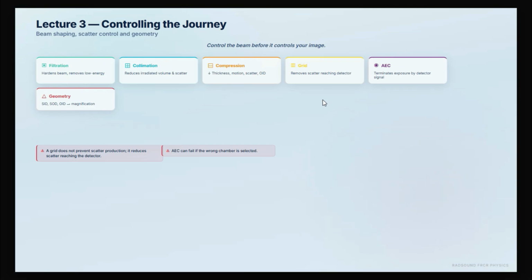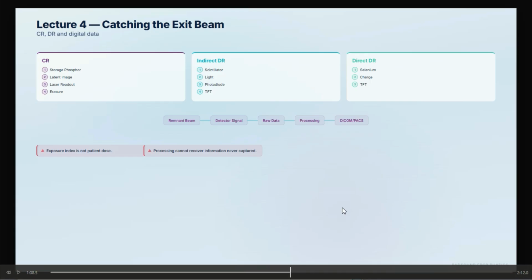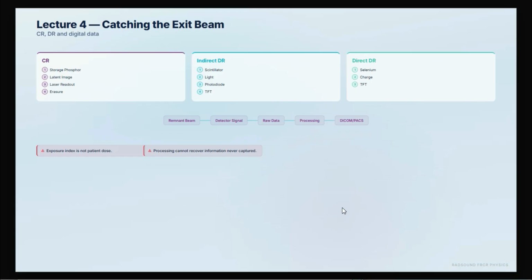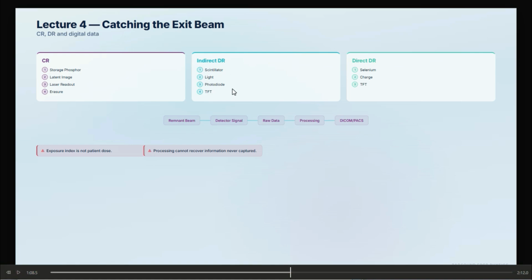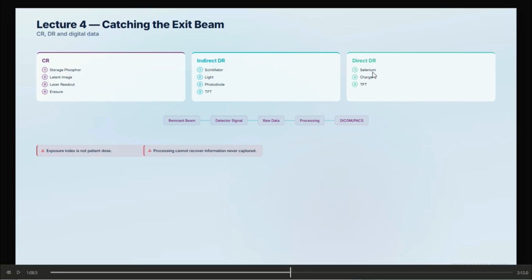And also remember, we mentioned that a grid will increase the dose to the patient, whereas an air gap will be lesser. In lecture 4, we discussed catching the exit of the beam, when the beam reaches the detector level. At the detector level, there are two types of detector: CR, computerized, and digital. For CR, the remnant X-ray first hits a scintillator and is converted into light before getting converted into charges. The scintillator is mostly formed from amorphous silicon. Remember, we have amorphous selenium for direct, and in indirect, the material is amorphous silicon.